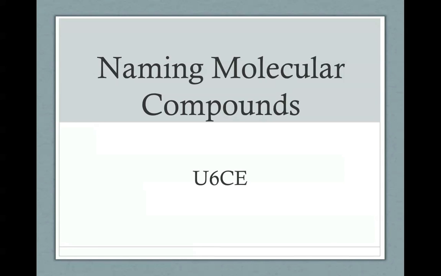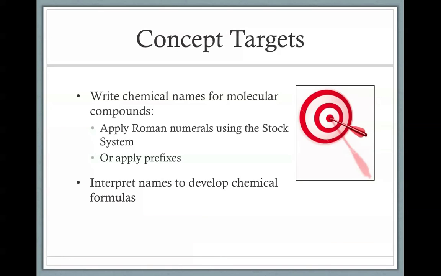Concept B, we're going to move along to naming molecular compounds. We have some similar goals with this concept as we did with the last one, except we're focusing on molecular compounds. So we're going to be using the stock system again and applying Roman numerals when necessary. We're also going to use an older naming system, which applies prefixes. And then in class tomorrow, we're going to be interpreting these names to develop chemical formulas.